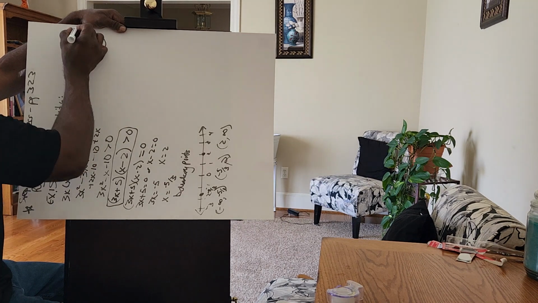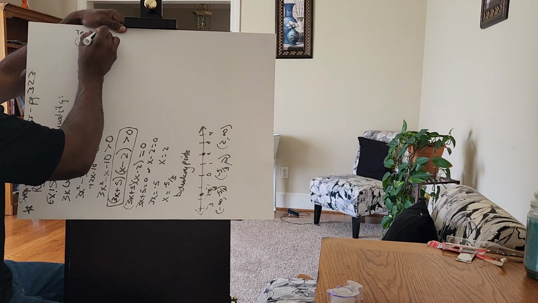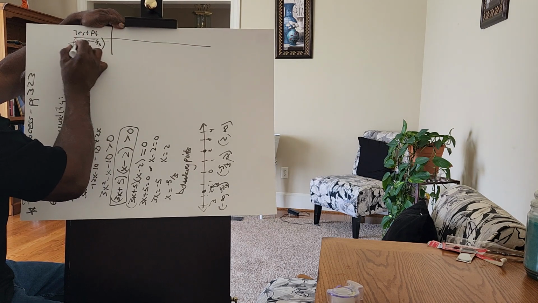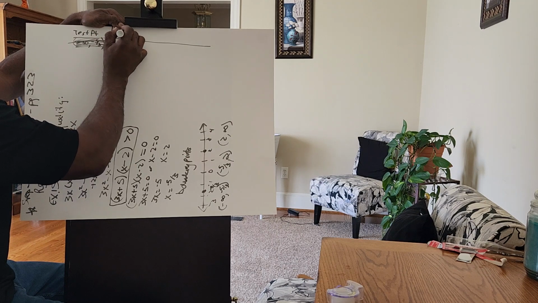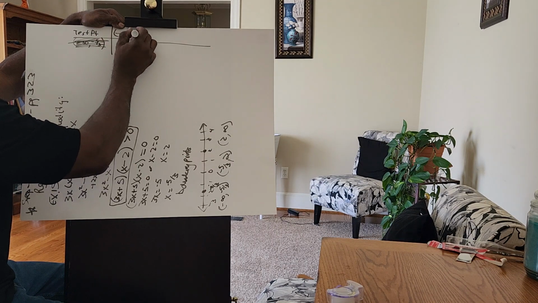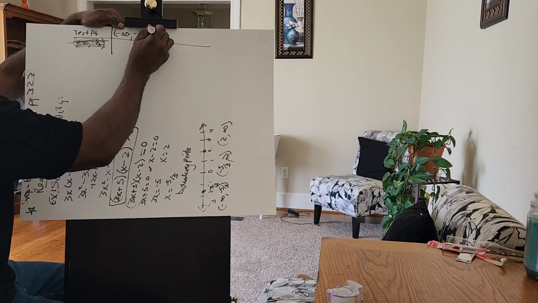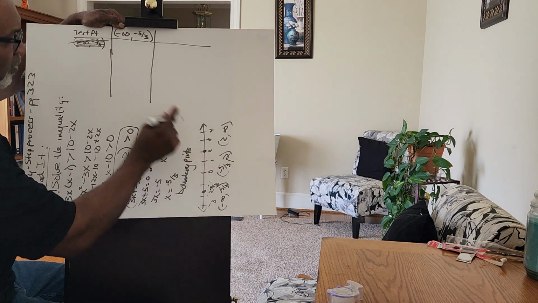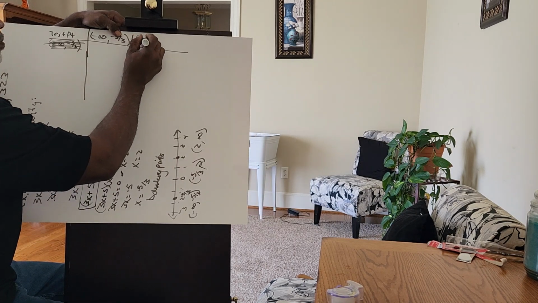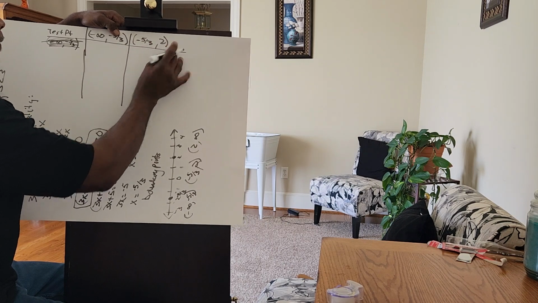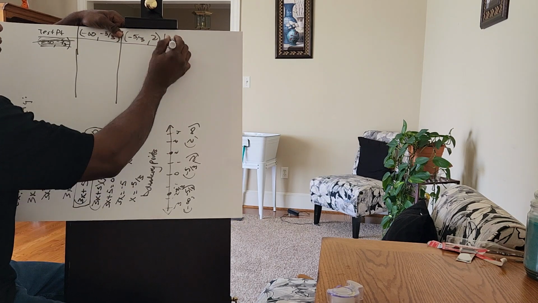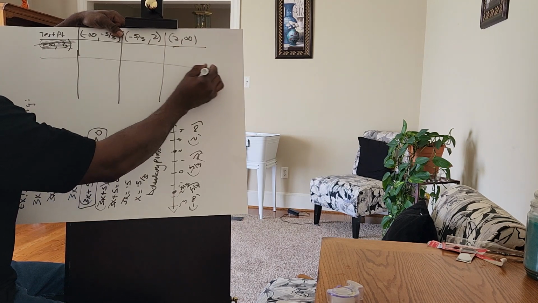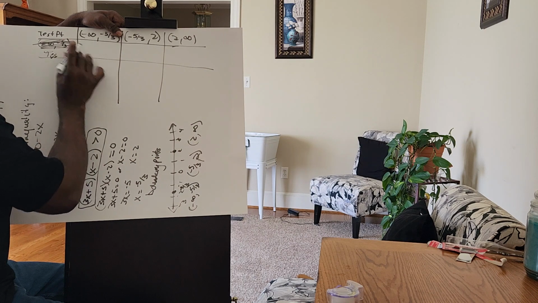Okay? And I'm going to need a test point in each interval. Actually, I want to do it this way. First interval is negative infinity to negative 5/3. Second interval was negative 5/3 to 2. And the third interval goes from 2 to infinity. Okay? So this is where I want the test point.